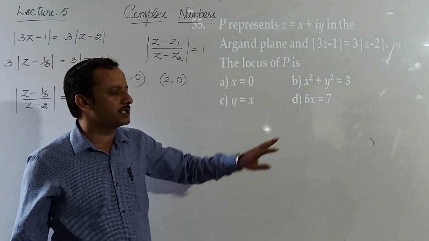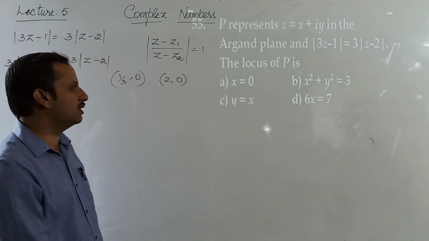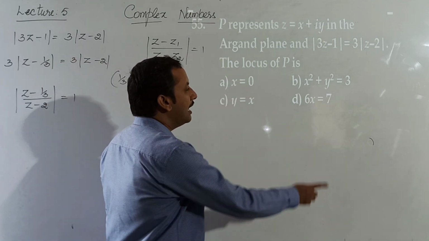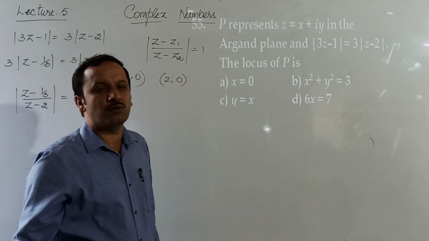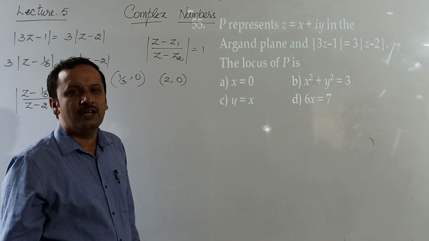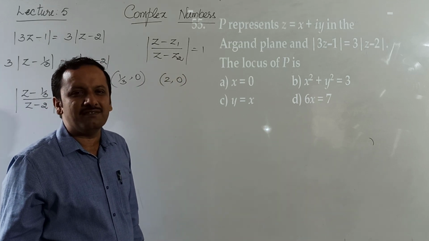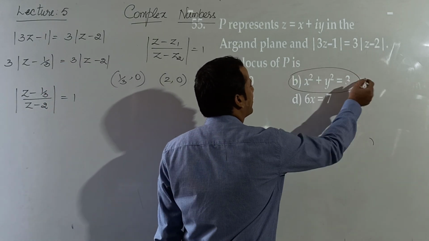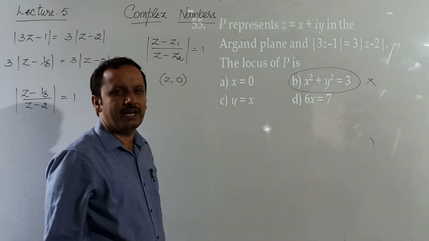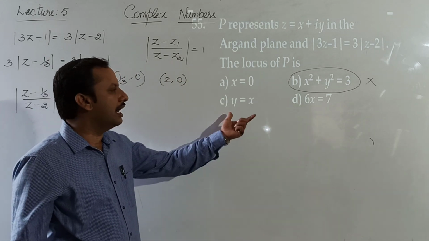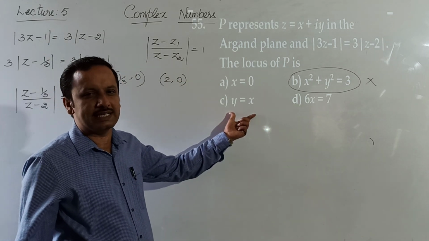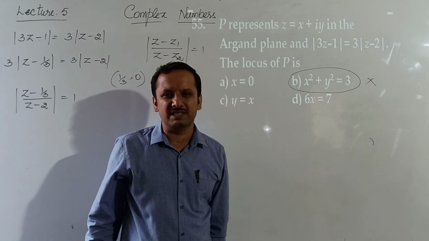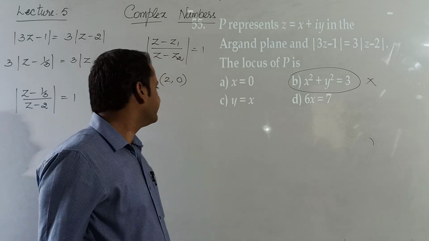Now look at the options. So how many of them are straight lines? X is equal to 0. It is nothing but y axis, which is a straight line. And x square plus y square is equal to 3. What does it represent? Yes, it is a circle with center origin and the radius root 3. So this cannot be the answer, right? Because it has to be a straight line. And y is equal to x. Yes, it is a straight line, maybe the answer. 6x equal to 7, it also represents a straight line, may be the answer.